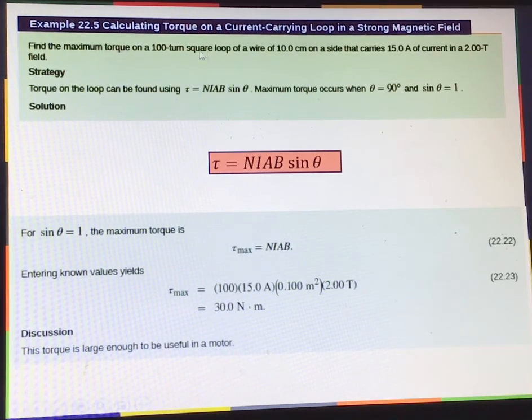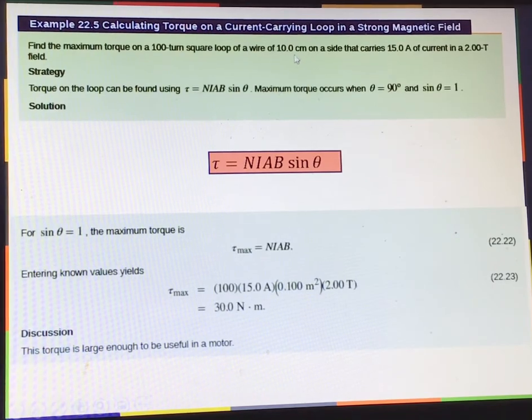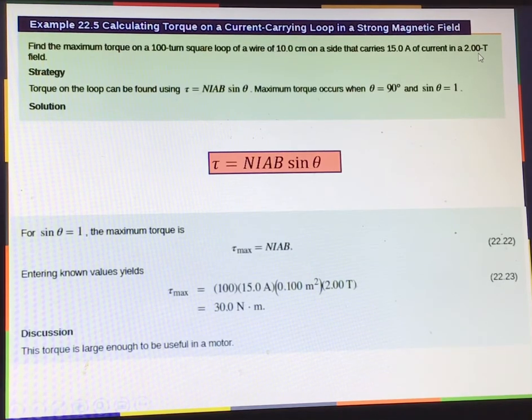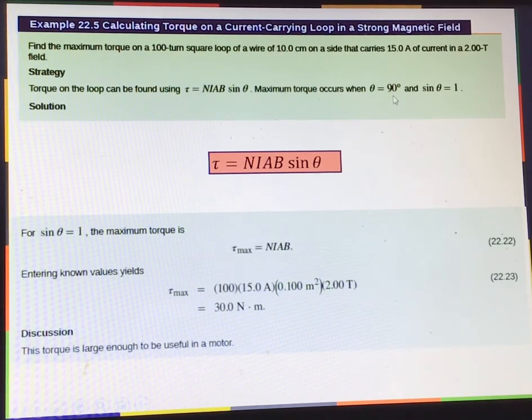And it gives us a square loop of wire that has a length of 10 centimeters, the width is also 10 centimeters, and the magnitude of the current is 15.0 amps, and the strength of the magnetic field is 2.0 teslas. So I know that if I want to calculate the maximum torque, it's when the angle is equal to 90 degrees, and when theta is equal to 90 degrees, sine of theta is just equal to 1, and so I can calculate the maximum torque using this equation.